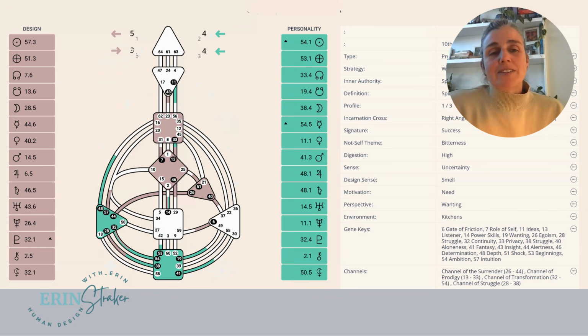Right. So if this is your first time looking at the chart, then welcome to human design. You're going to love it. I love it. I hope you love it. It's not meant to be overwhelming. And you're supposed to be able to take just a little bit and use it and make it your own.